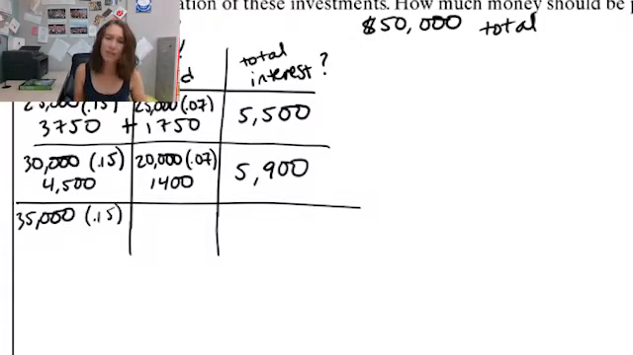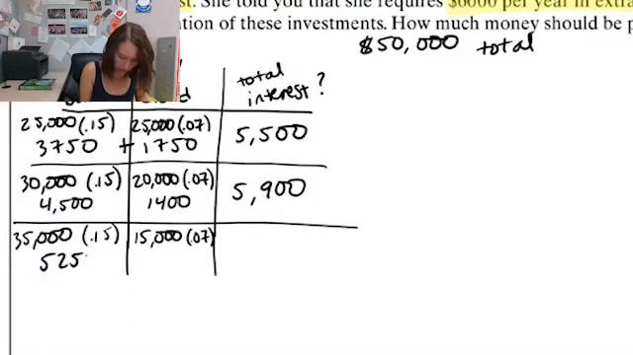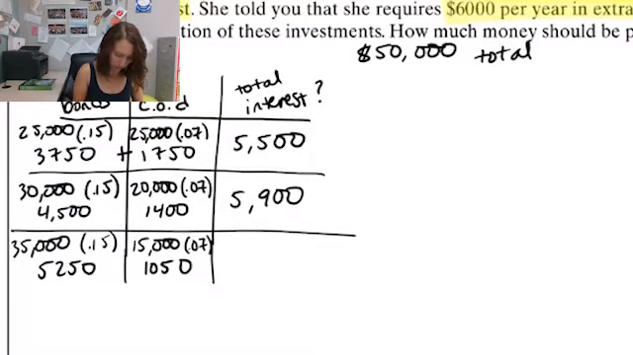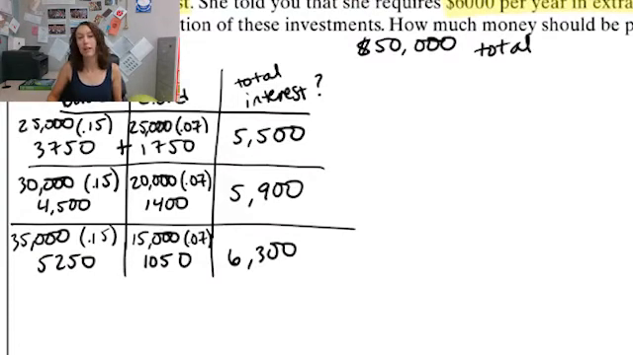And how do we figure out how much is left? We subtract from 50,000. So 50,000 minus 35,000 gives me 15,000. So 35,000 times 0.15 plus 15,000 times 0.07. Oh, I guess I can write that part down. We've got 5,250 and 15,000 times 0.07 is 1,050. If I add those together, 5,250 plus 1,050, I get 6,300. Now we've gone over.